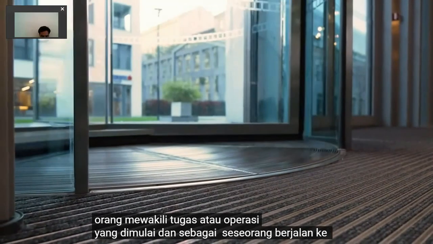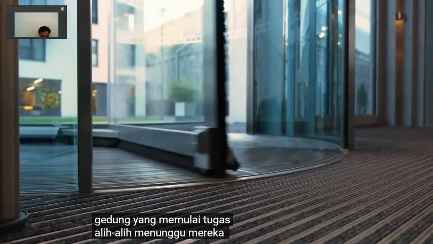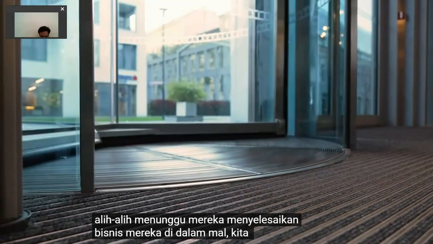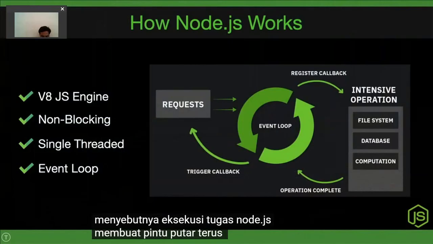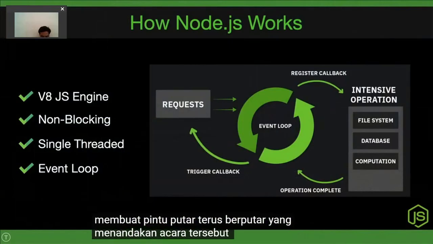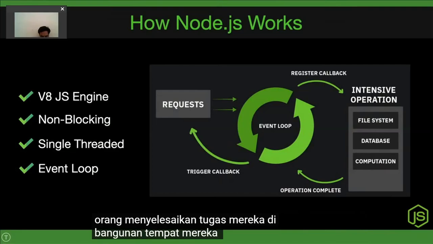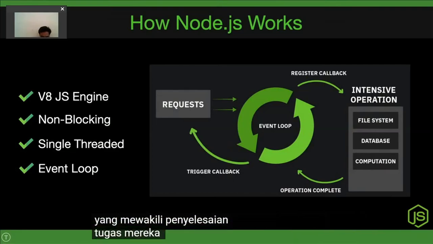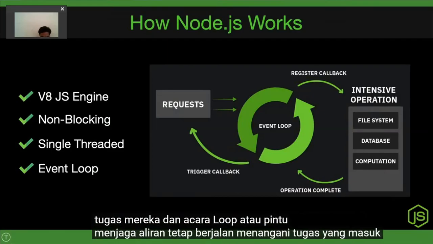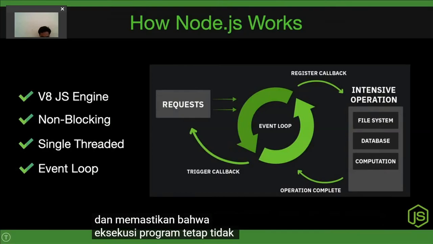As a person walks into the building, initiating a task, instead of waiting for them to complete their business inside the mall, we'll call that the task execution, Node.js keeps the revolving door spinning, signifying the event loop. Now, as each person finishes their task in the building, they exit the revolving door, representing the completion of their task, and the event loop, or the door, keeps the flow going, handling incoming tasks and ensuring that the program's execution remains uninterrupted.